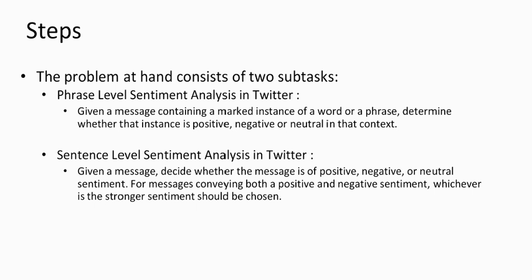The problem at hand consists of two subtasks. So first one is phrase level and another one is sentence level. So there will be a message containing a marked instance of a word or phrase. So from that instance, we will have to determine whether it is positive or negative or neutral in that context. So sentence level: given a message, decide whether the message is positive or negative or neutral. For messages conveying both a positive and negative sentiment, whichever is the strongest sentiment could be chosen. So in a sentence, this has to be done. So if a sentence conveys both a positive and a negative manner, whichever is the strongest can be chosen.